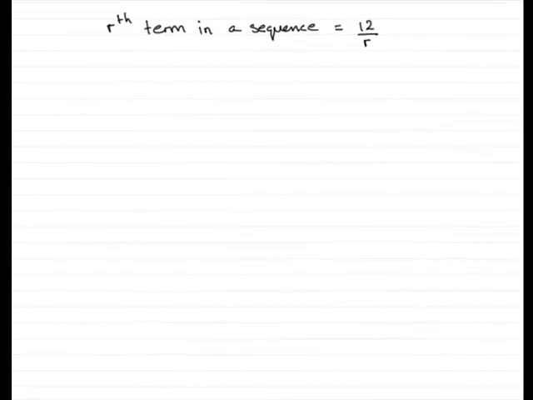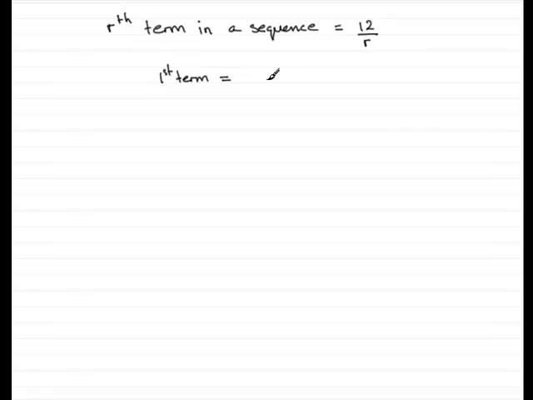Hi, welcome to this tutorial on series and using sigma notation. Now before we start, what I want to do though is just introduce a sequence. In this particular example I've taken the rth term in a sequence to be 12 over r. And what that means is that the first term would be given when we set r equal to 1.